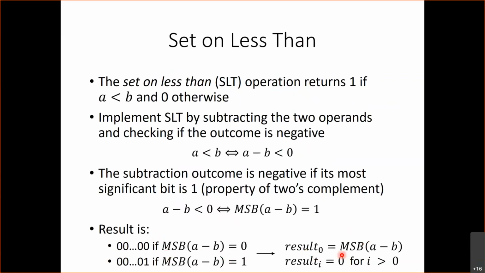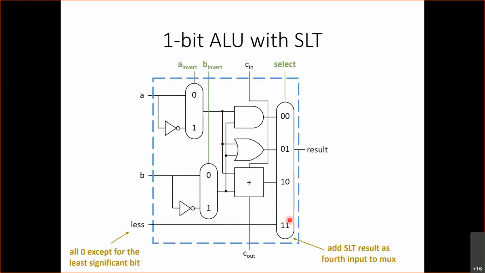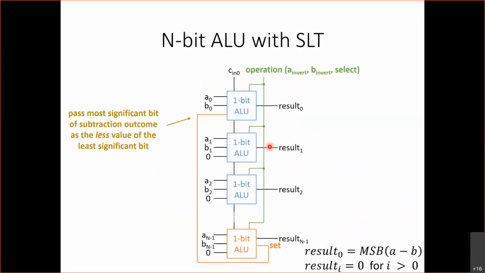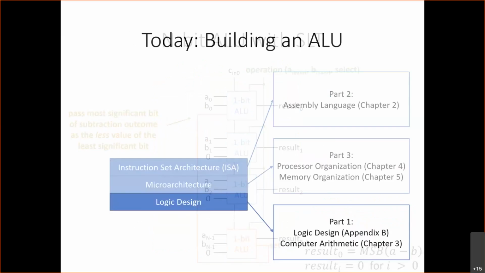And the way we implemented that is we had a fourth input to the multiplexer, which we called less, and we also modified the 1-bit ALU for the MSB to sneak out the result of the subtraction. And then finally, in the n-bit adder, we set all the bits to 0 for less, except for the very first 1-bit ALU. The less input for the least significant bit ALU is going to be equal to the result of the subtraction in the most significant bit. And this is how we implemented set on less than. So that's what we covered last time.